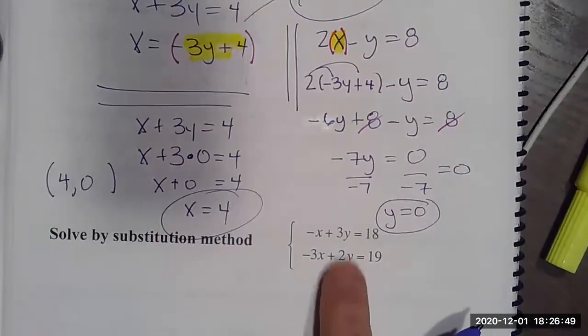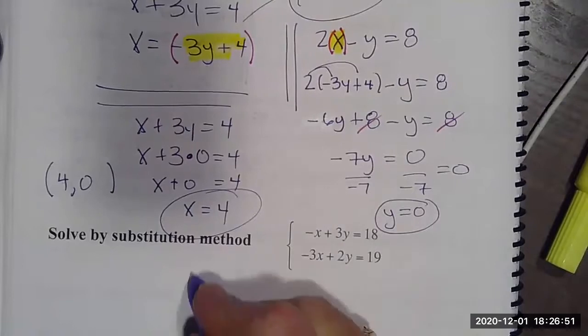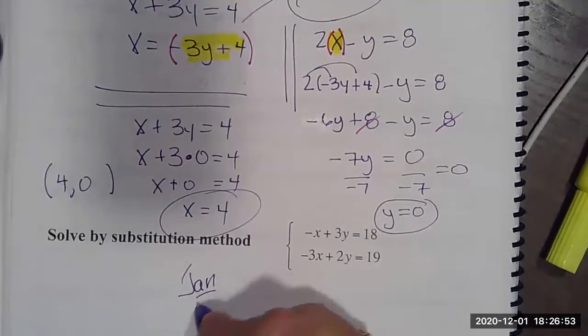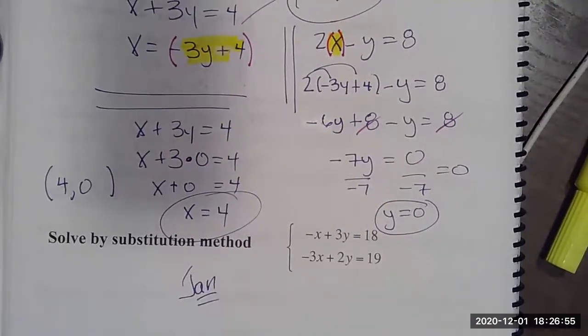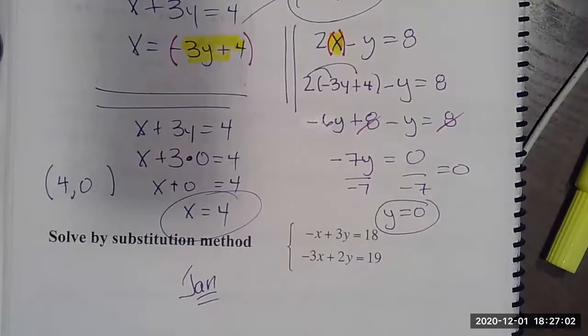Okay, this one here, Jan's gonna do this one. I would bet Jan's gonna pick the top one. I don't think she's gonna pick the bottom one. She'll tell you why when you're in her little room.